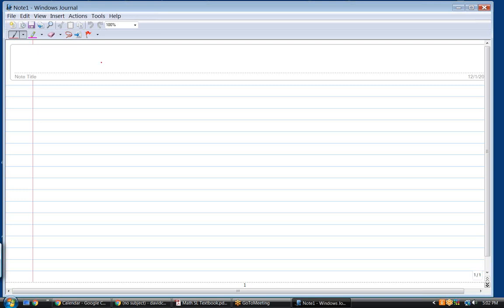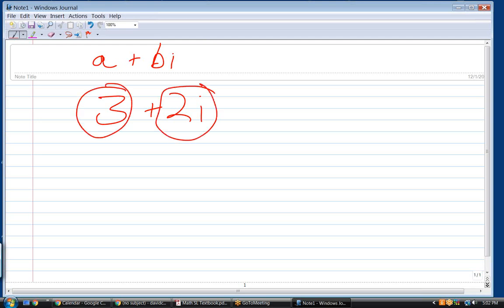If you have a complex number in the form a plus bi, something like 3 plus 2i, that would be in that form. The 3 is the real part. The 2 is the real coefficient of the complex part. Now, adding complex numbers is a piece of cake.